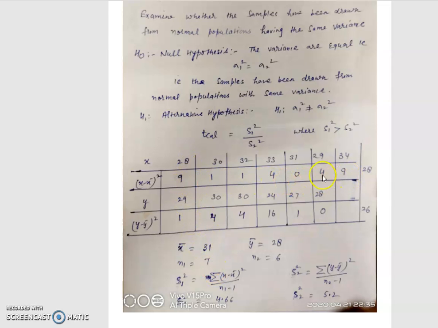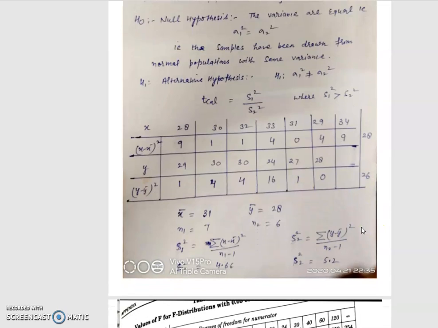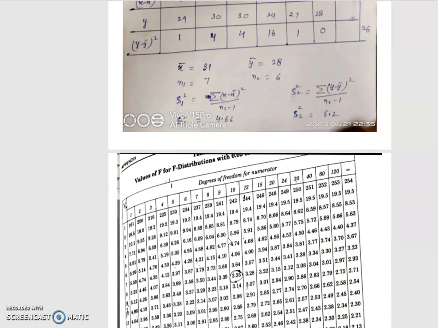The sigma of x minus x bar whole square is 28, and sigma of y minus y bar whole square is 26. Find small s1 square and small s2 square, and find capital S1 square and capital S2 square. S1 square is sigma of x minus x bar whole square upon n1 minus 1, and S2 square is sigma of y minus y bar whole square upon n2 minus 1. This is 4.66 and 5.2.